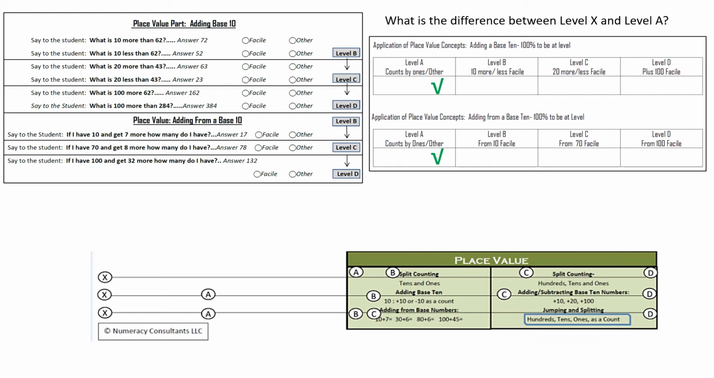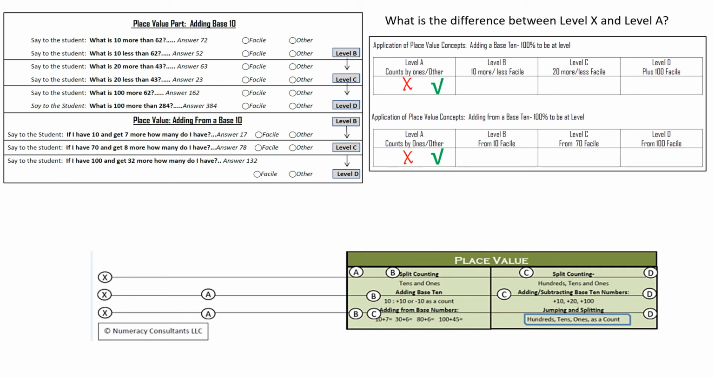Because remember, we're not seeing can they count on at this point. We're not seeing can they count on 10. We're seeing can they apply a place value concept with addition? That's really what we're looking for them to do. So if they get it right, you can say they would be a level A, and then you'd fill in this dot right here.